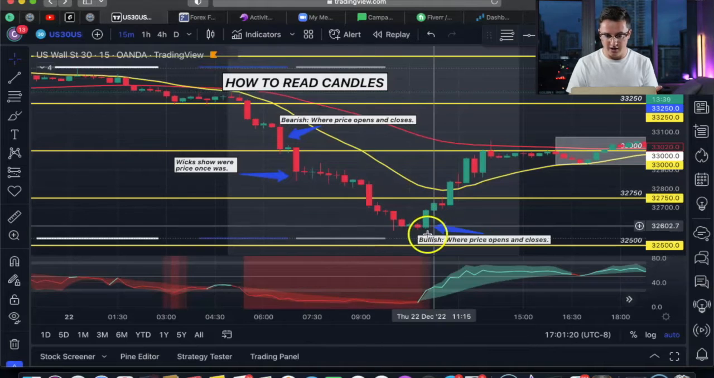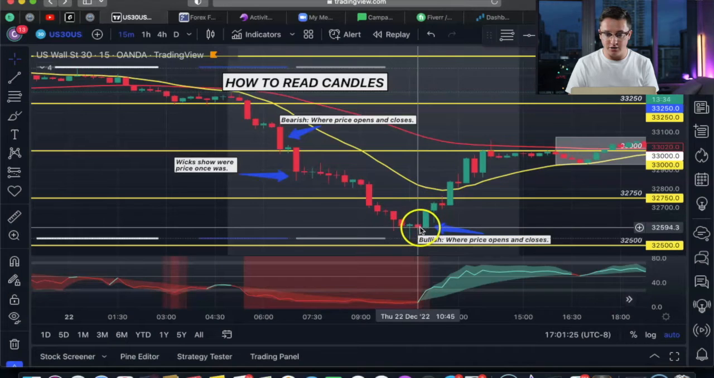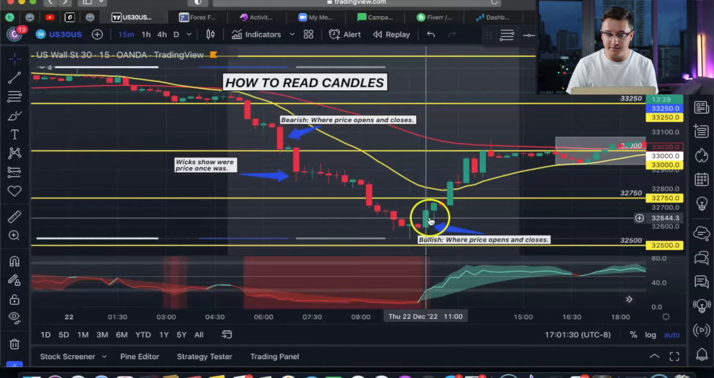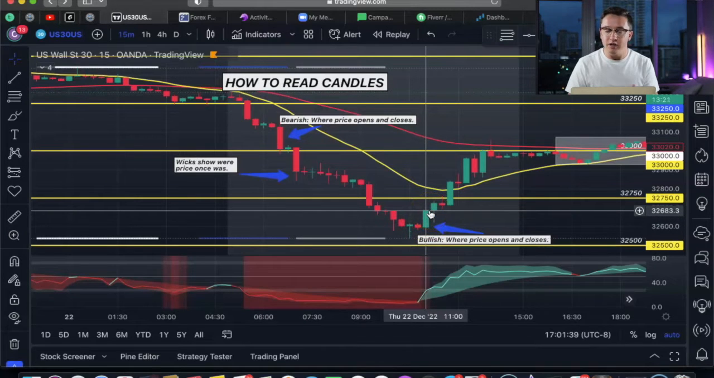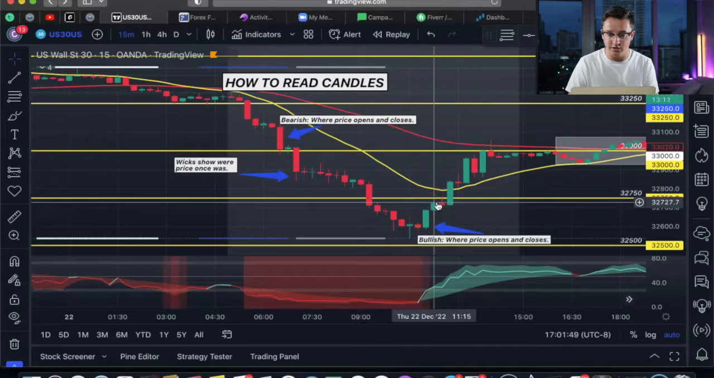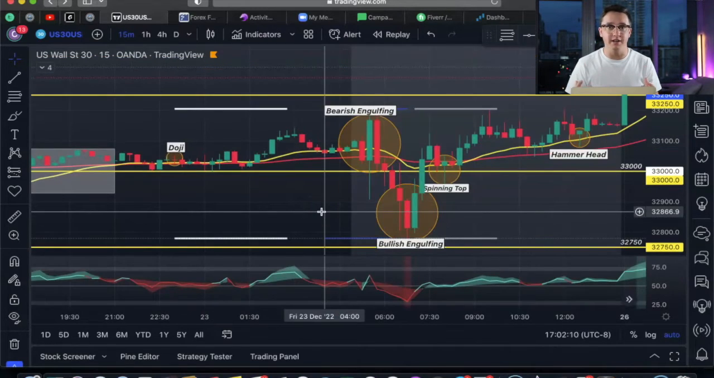Now what we need to also look at are the bullish candles, the candles that are going up. So on this particular candle, it opened up at 11 a.m. and then it closed at 11:15. So the price of it at 11 a.m. opened right here, and then it closed right here. And we can see as the candles go on and on, where this candle closed at 11:15, the next candle opened up at 11:15 and closed at 11:30. So you can kind of see where the previous candle closed is where the new candle is actually going to open up.